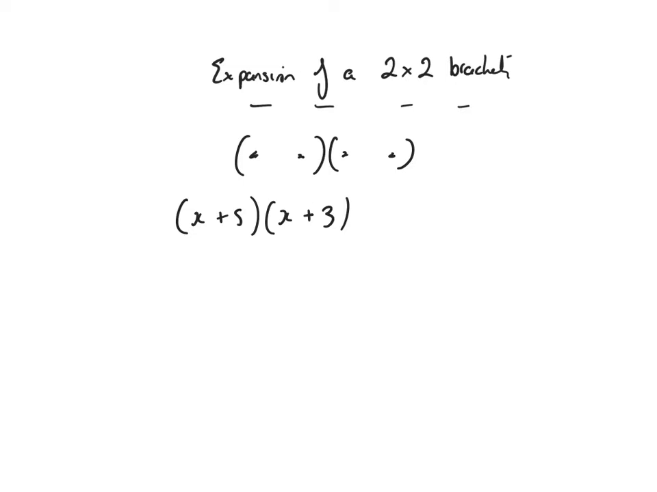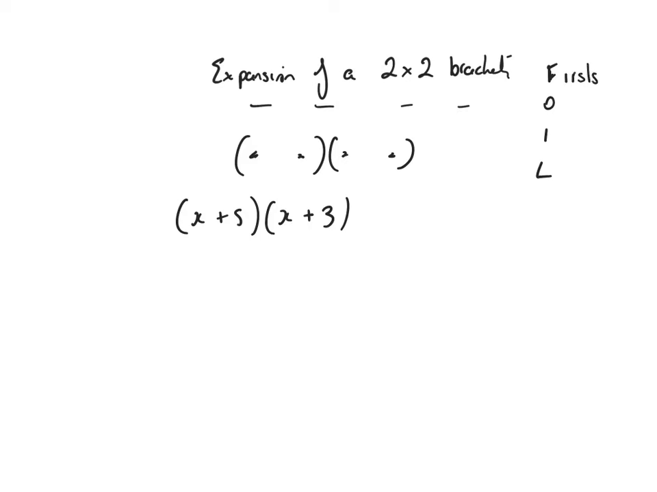If the two brackets are beside each other, that means they're multiplying. So we're just going to look for a strategy to solve these. Now that strategy is going to be called FOIL. So in your jotters just now, you should be writing down the word FOIL.